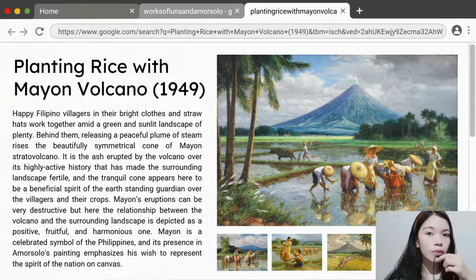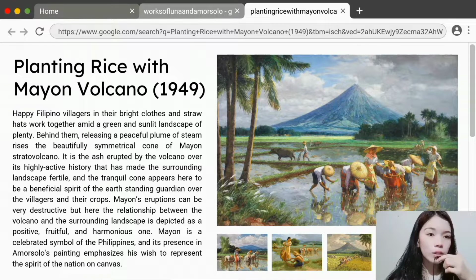Here, happy Filipino villagers in their bright clothes and straw hats work together amid the green and sunlit landscape of plenty. Behind them, releasing a peaceful plume of steam, rises the beautifully symmetrical cone of Mayon stratovolcano. It is the ash erupted by the volcano over its highly active history that has made the surrounding landscape fertile. And the tranquil cone appears here to be a beneficial spirit of the earth standing guardian over the villagers and their crops.